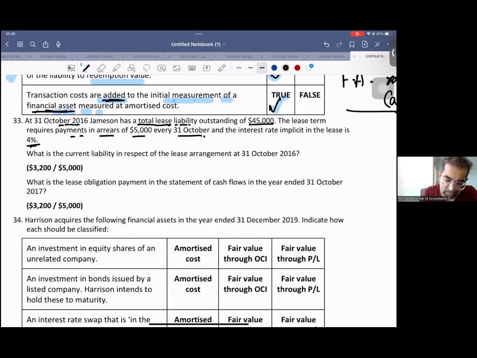Now, these are the two questions. Giving you 2 minutes. Come on, solve it. 2 minutes or 1.5 minutes, solve it, and then I'll solve it for you.